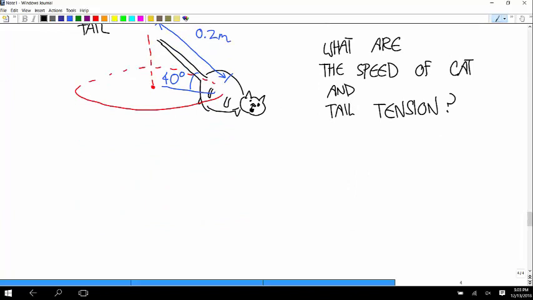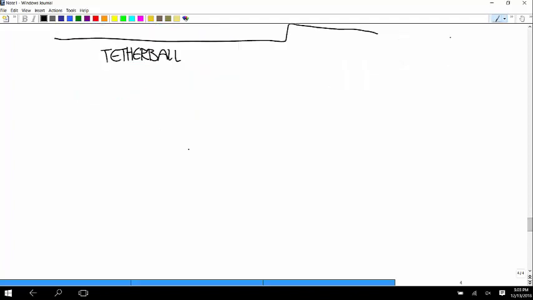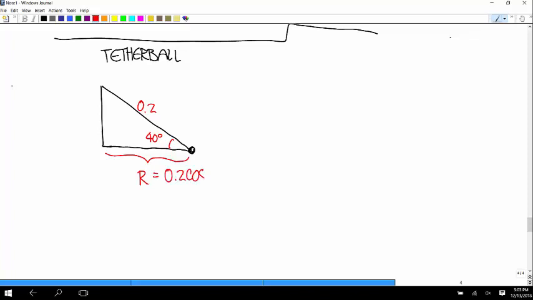Okay, so this is a tetherball problem. And so we're going to take a side view. This angle is 40 degrees. The hypotenuse of this triangle is 0.2. And so this distance is the radius. And that's 0.2 times the cosine of 40.